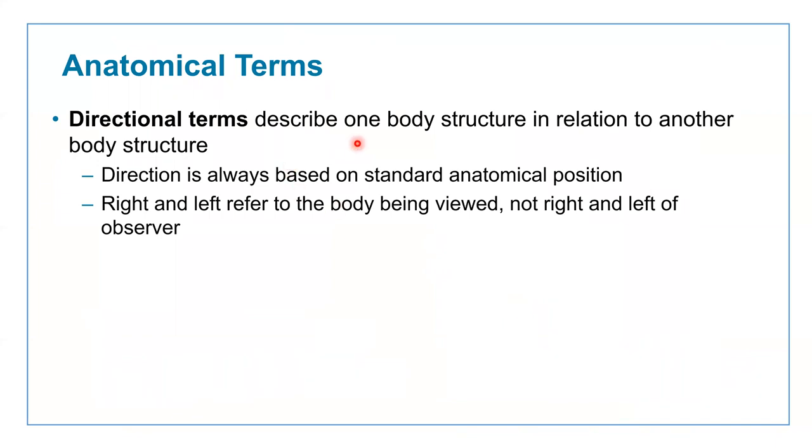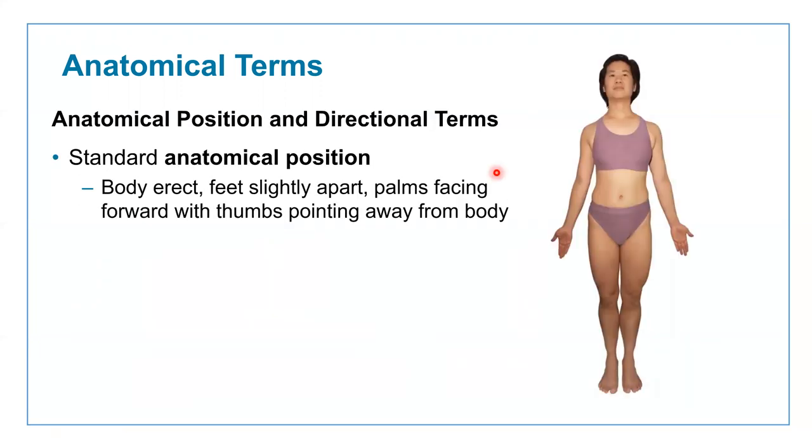So directional terms describe one body structure in relation to another body structure. And direction is always based on standard anatomical position. Right and left refer to your patient, to the body viewed, not to you, not the observer. So when you're in anatomy, right now this lady is standing up, but even if she lay down or got upside down, on her head, when we describe her body, we need to refer to this anatomical position. And when I'm talking about right and left, I'm always talking about her, my patient's, right and left. So obviously that's going to be right and this will be left.